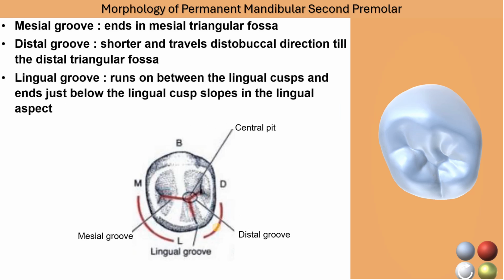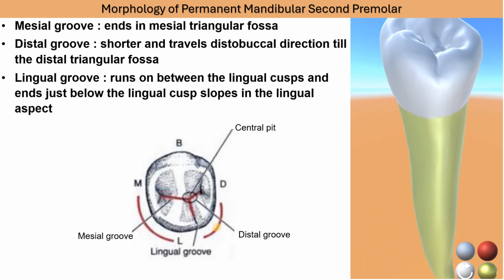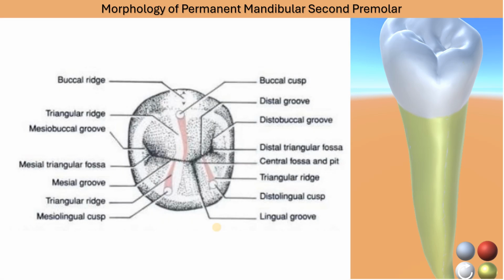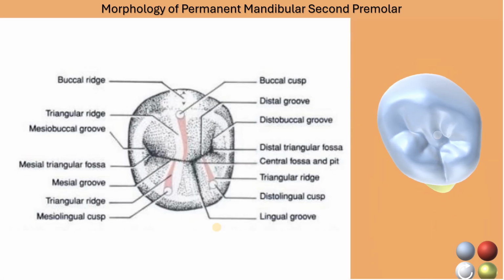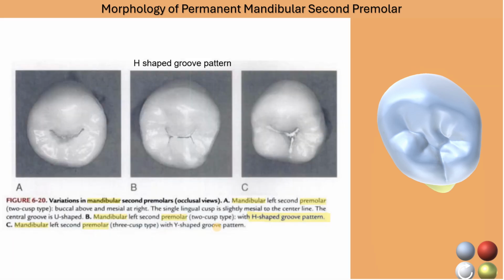And the lingual groove runs between the two lingual cusps, going down onto the lingual surface, ending maybe a millimeter into the lingual surface. And the occlusal aspect shows a very prominent buccal ridge. So you can see the buccal ridge here. You can see the lingual ridge, two lingual ridges. The mesiolingual ridge is bigger than the distolingual ridge, as you see in the diagram. So you will have this characteristic H-shaped groove pattern in a two-cusp type and a Y-shaped groove pattern in a three-cusp type of the mandibular second premolar.